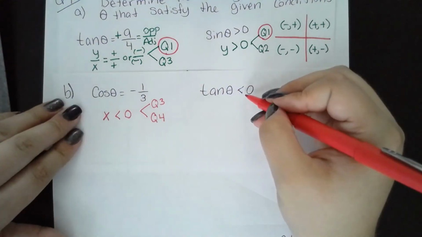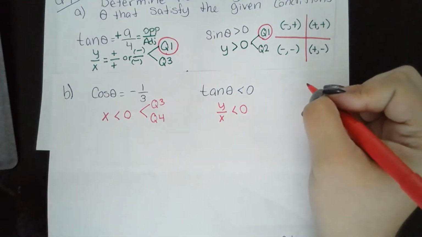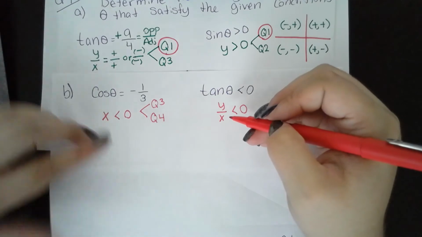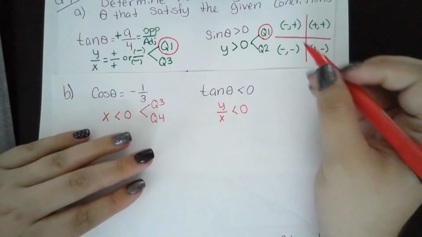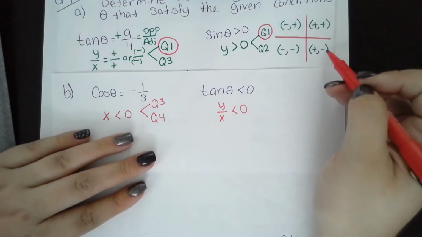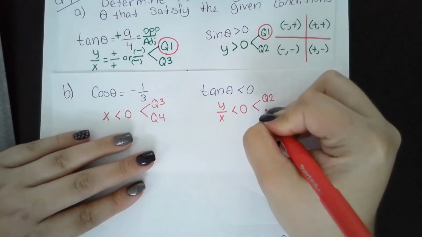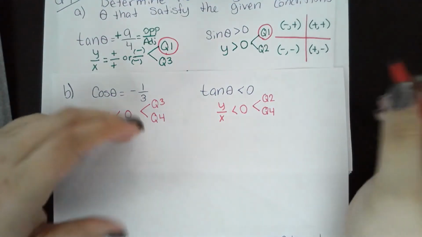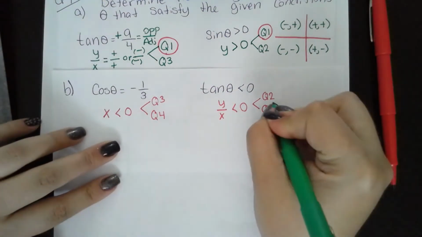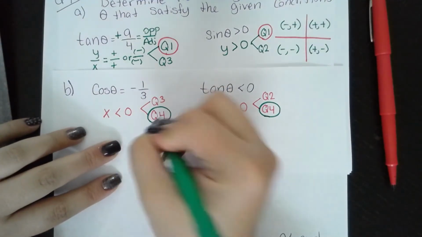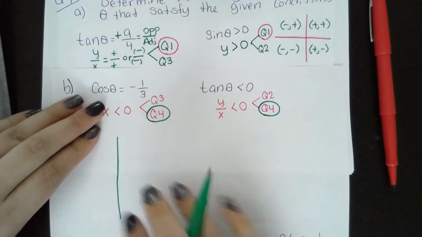Tangent is negative. Tangent is y divided by x, so that's less than 0. When you're dividing, instead of having the same sign, they have to have different signs. So now you're looking for where we have different signs, and that's going to be in quadrants 2 and 4. So it's pretty obvious, both of them have quadrant 4 in common. So quadrant 4 is where this triangle lies. And like I said, I draw it in that quadrant.